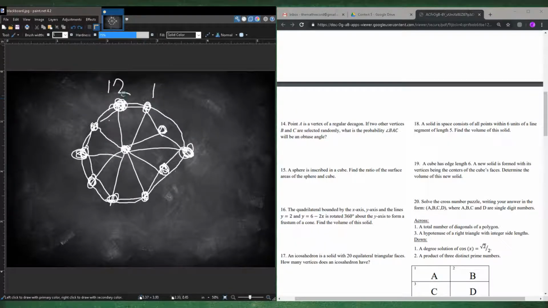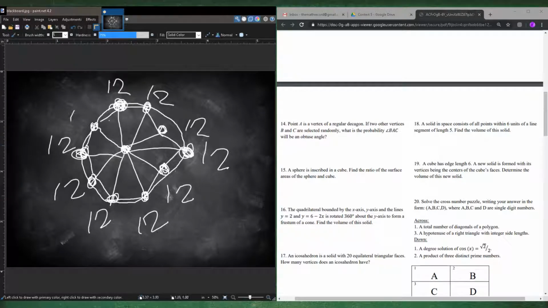So technically, since this is 12, then all these other 10 points are also 12. So you really don't have to do the math for all of them all the time. So technically, you have 12 times 10, which is 120 ways, not factorial, 120 ways to make an obtuse angle. Now you just need to find how many angles you can make from there, which is pretty simple since there's 10 points, right?